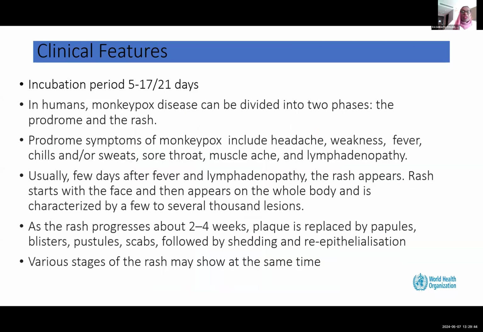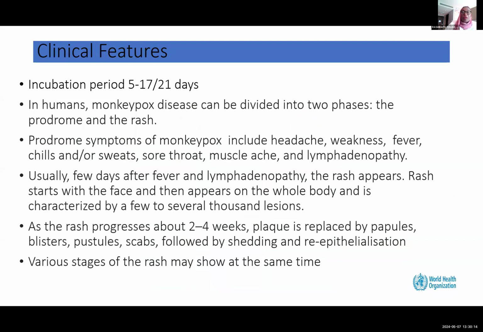The incubation period is between 5 to 17 days. Other schools of thought say between 5 to 21 days. And the monkeypox disease can be divided into two phases. During the incubation phase, while you're having your replication, the person is not contagious. However, when we have the two phases, that is the prodrome and the rash phase, let us be mindful of the fact that that person becomes very contagious.